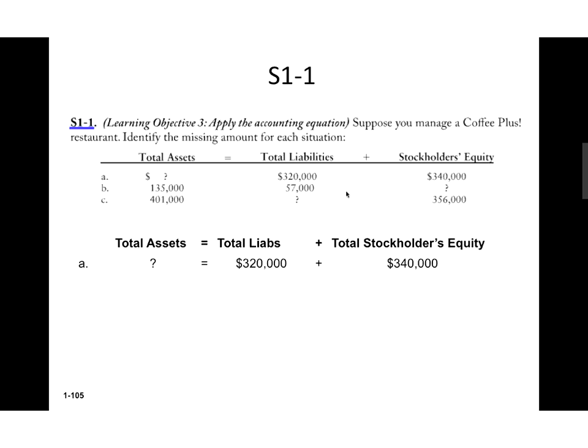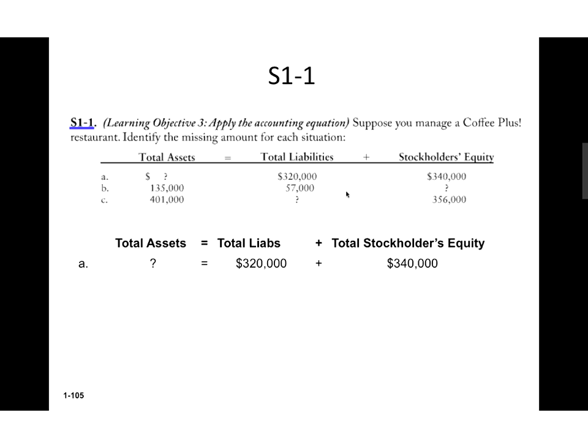Okay, so this short exercise, what we're given is 3 situations. We have situation A, B, and C. And what we need to do is solve for the missing number. So situation A, the problem has this little box with question marks. So I just repeated it down below so you could see it. We have total assets equal total liabilities plus total stockholders' equity. That's our accounting equation. We've added the word total in, but that's fine. So assets are equal to liabilities plus equity.